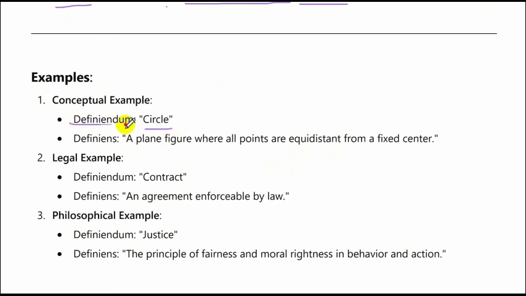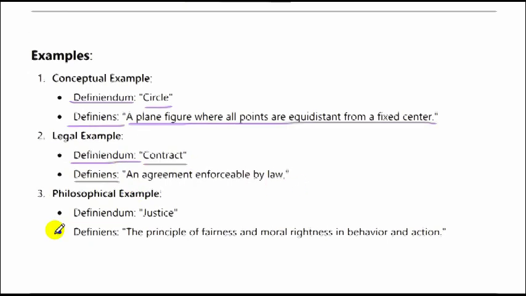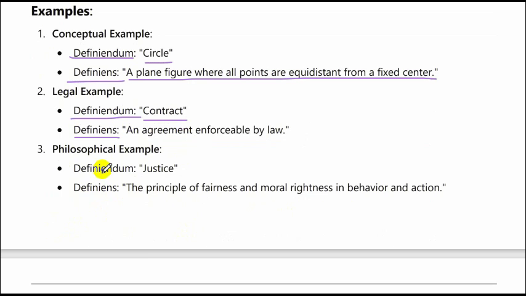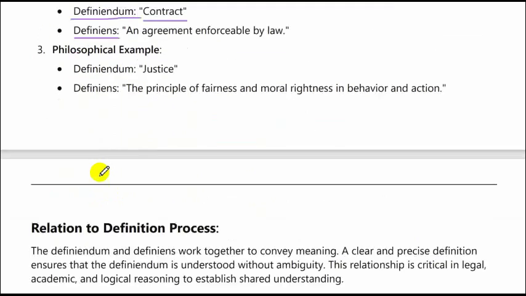Circle, definiendum, a plane figure where all points are equidistant from a fixed center, definiens. Contract is a definiendum. Its definiens, meaning its explanation, is an agreement enforceable by law. Let's not go into the philosophical example, that's okay.